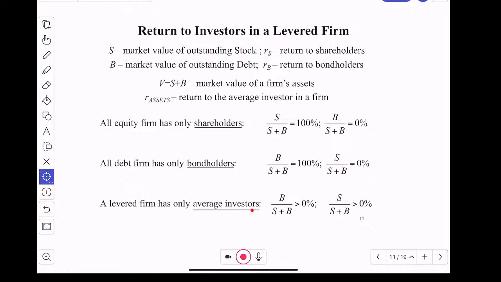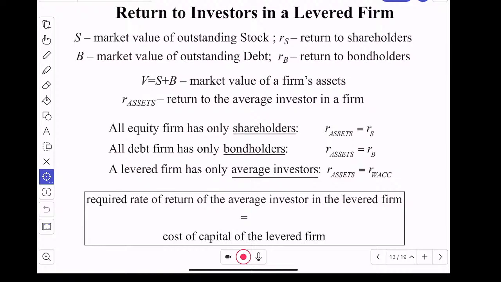So the only thing that you have to remember here is that we call the average investor that hypothetical, theoretical individual investor, could be a firm, could be a person, that invests in the firm equity and debt, just like the firm has equity and debt outstanding, in proportion.